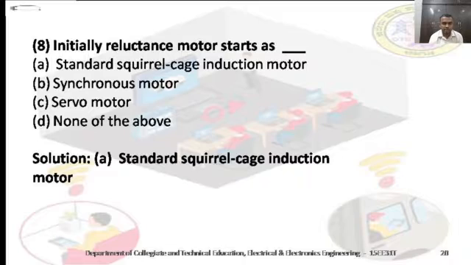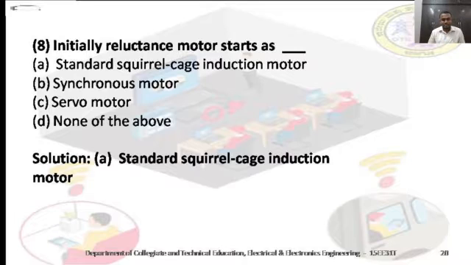Next one. Initially, reluctance motor starts as dash: standard squirrel cage induction motor, synchronous motor, servo motor, or none of the above. The reluctance motor always starts as a standard squirrel cage induction motor, an induction motor with squirrel cage rotor. With the same principle, this reluctance motor also is going to start.